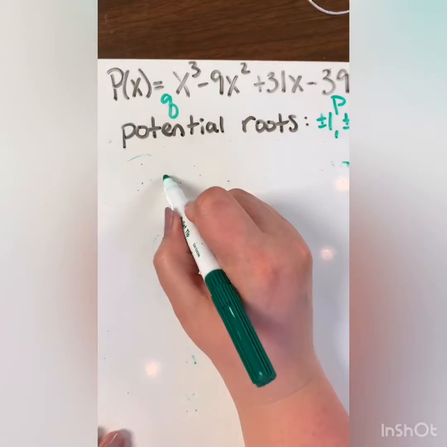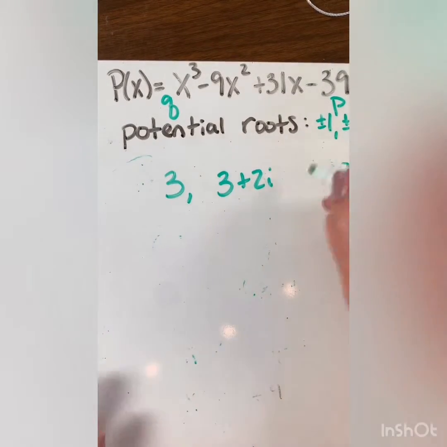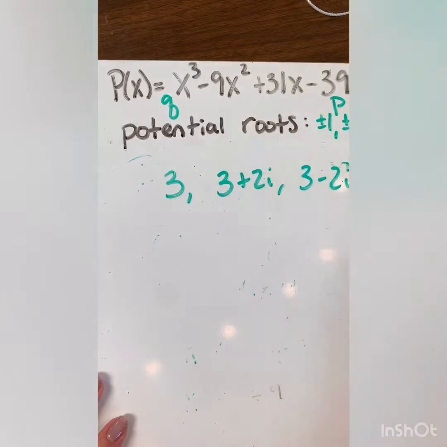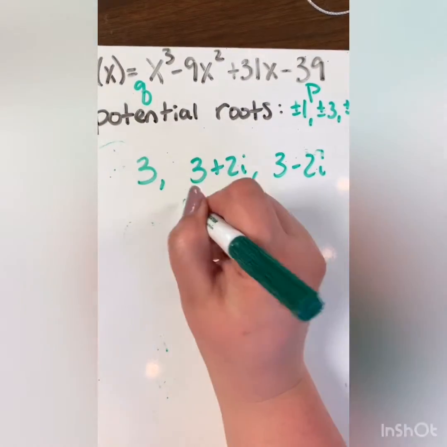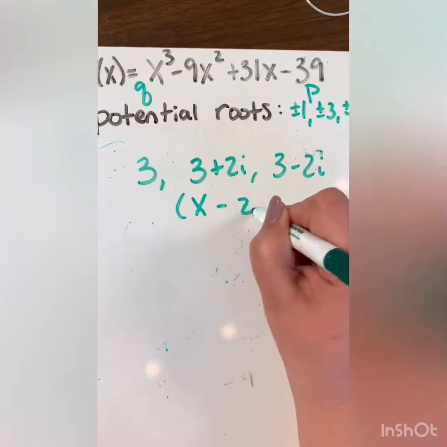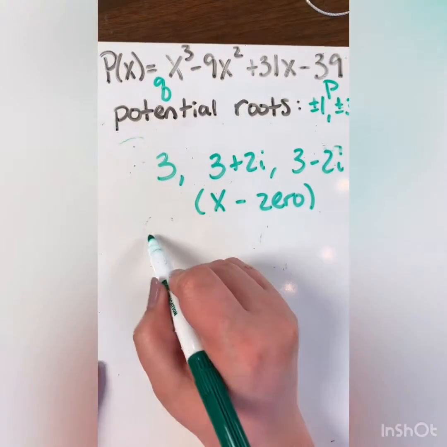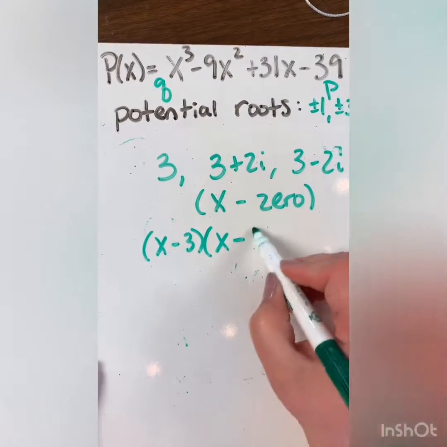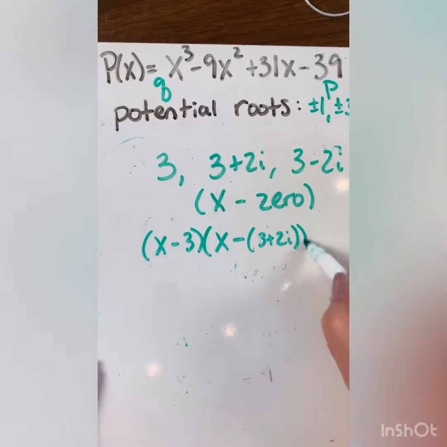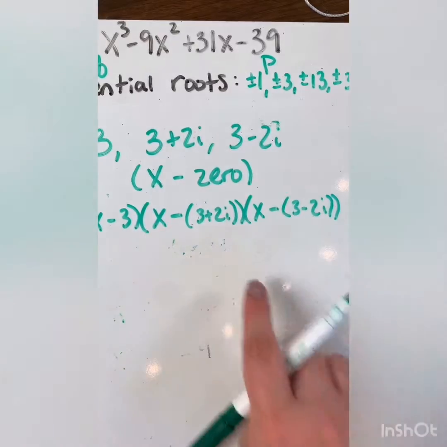All right, so again, my 3 zeros were 3, 3 plus 2i, and 3 minus 2i. To write it in factored form, I'm just gonna take each of these zeros and fit it into a factor of this form, x minus whatever the 0 is. So this first one will be x minus 3. The second one is x minus 3 plus 2i. And the third one is x minus 3 minus 2i. The last thing I can do is distribute the negative.